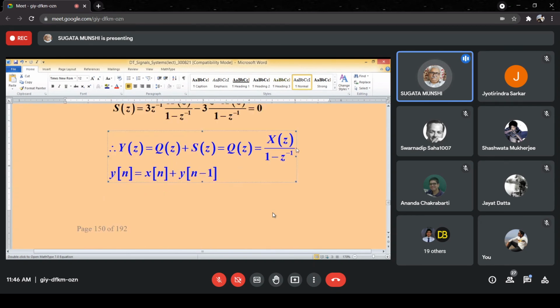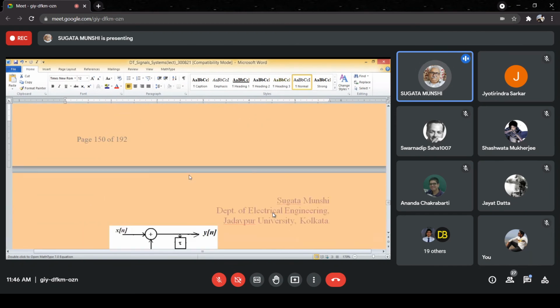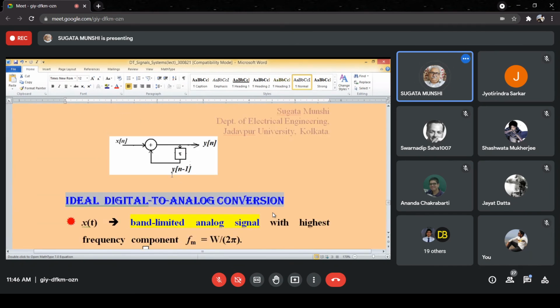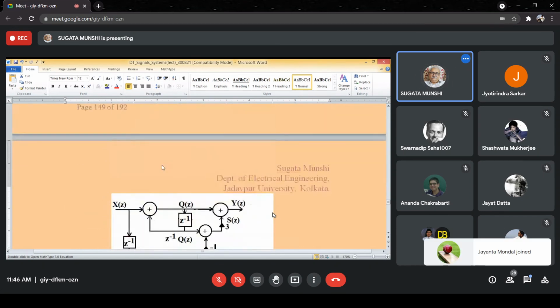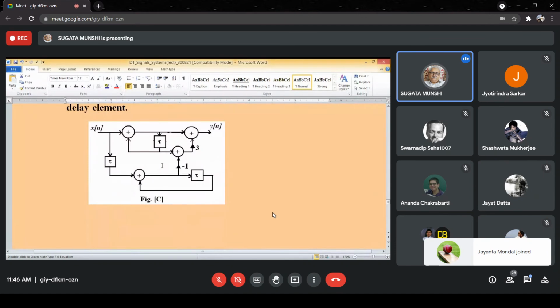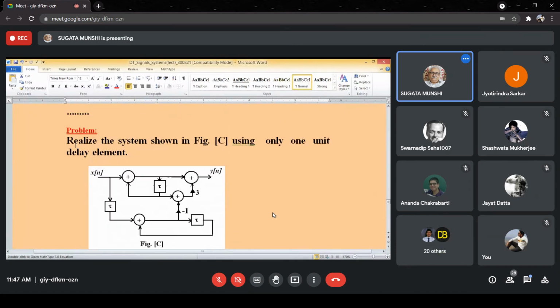Now if you take the inverse z transform of both sides, you will get y[n] equal to x[n] plus y[n minus 1]. So that is the implementation. So that is the implementation using a single unit delay element. Write down this thing.